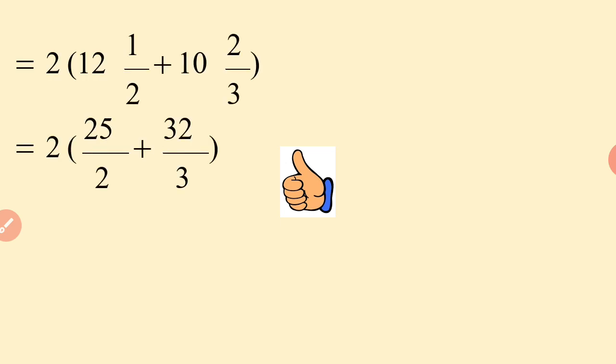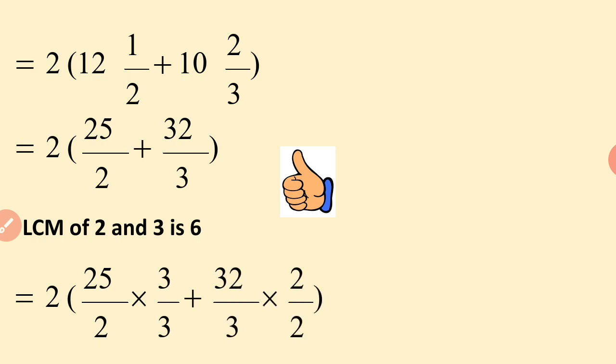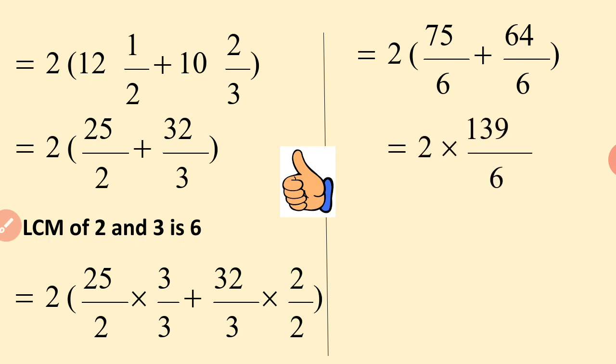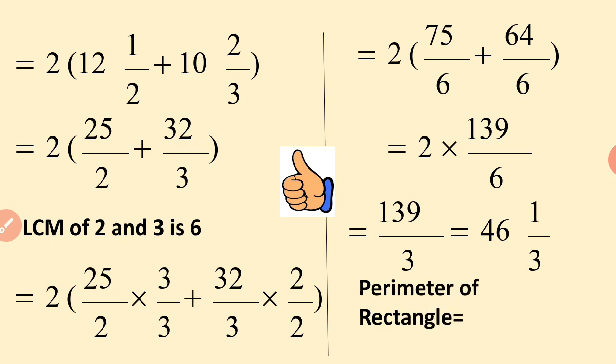After getting them in the improper fraction, check out for the denominators. If the denominators are different, go for the LCM method. Once you select the LCM, make the denominators same, add the numbers, and this is what you get. Now finally, 2 is to be multiplied by 139 upon 6. Do the corresponding multiplications and divisions if necessary and get your answer. So the perimeter of the rectangle comes out to be 46 integer 1 by 3 meter. I think centimeter. It should be centimeter.